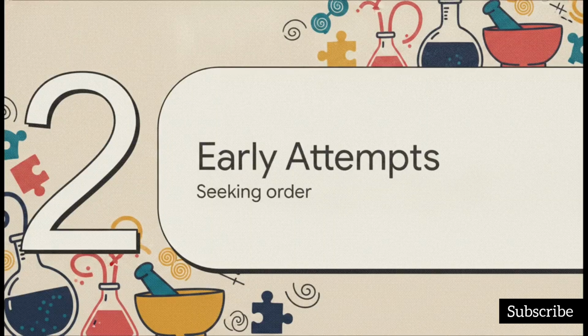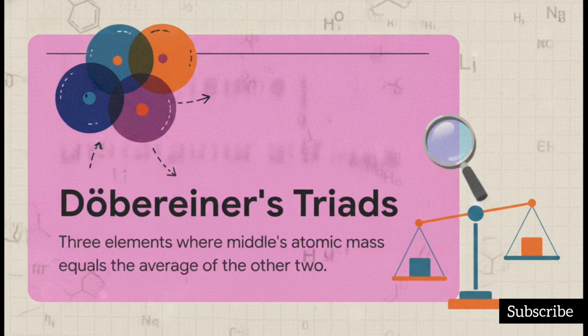Moving right along to section 2, early attempts at order. Let's rewind back to 1829. A scientist named Johann Dobereiner made the first real leap here. He started grouping elements with similar properties into sets of 3, calling them triads. But he didn't just guess. He based this entirely on atomic mass. His big rule was that the atomic mass of the middle element was roughly equal to the average atomic masses of the other 2 on the outside.